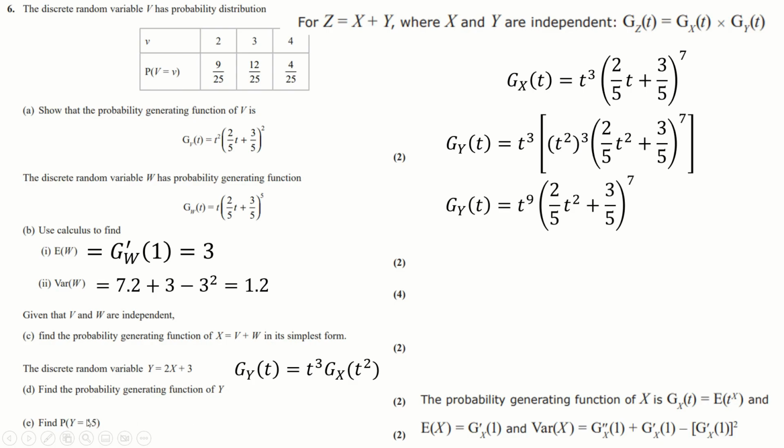Find the probability that Y equals 15. So that, like we said right at the top, that's the coefficient of t to the 15. So, okay, we've got a t to the 9 here. So actually what we need is the coefficient of t to the 6 from here.